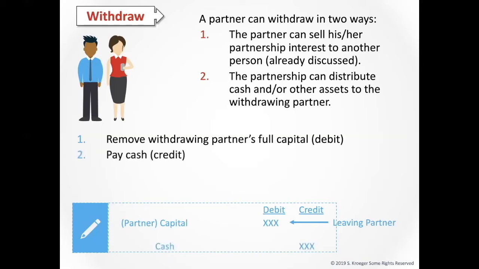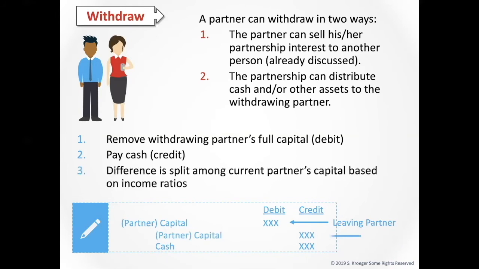The second step is to pay out the assets. Usually it's going to be cash, but you can give them property instead, but we're really just going to deal with cash. Since the partnership is spending the cash, cash will get a credit. Remember, it might not be the full amount of the capital. Maybe we're paying them extra to leave, or we're paying them less than their capital.